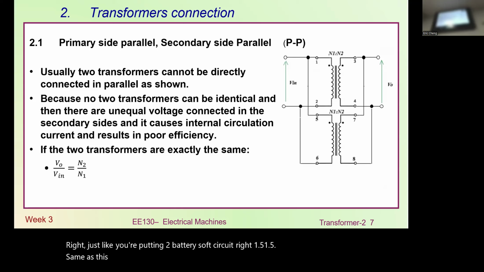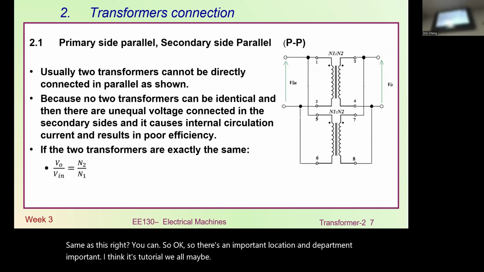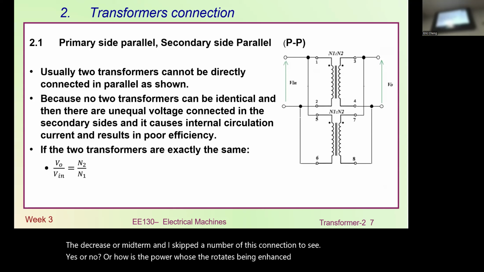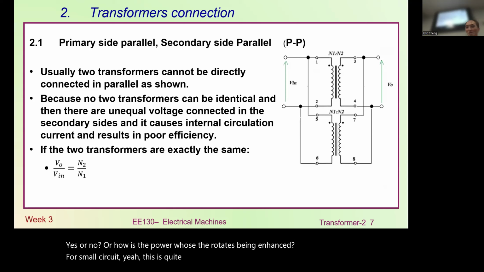So that's the dot rotation, and it's important. I think in a tutorial or maybe in the quiz or midterm, I expect a number of these connections to see yes or no, or how is the power. So the short circuit, with the voltage being enhanced or short circuit. Yeah, that's a quite interesting connection.